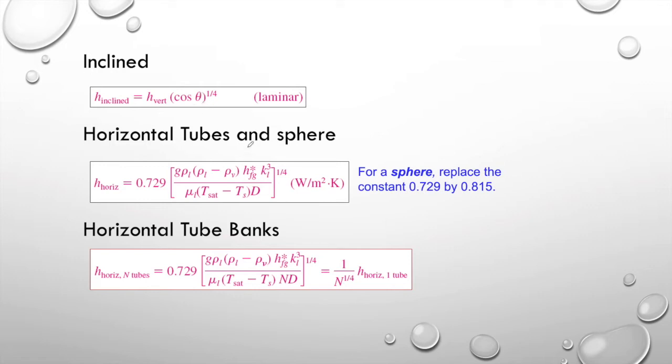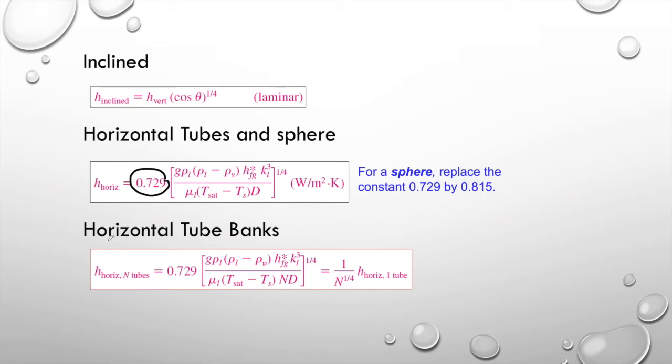So next is horizontal tubes and sphere. For these problems, we do not need to find the Reynolds number, since we have only one equation. You substitute directly into this equation. The difference between horizontal tubes and sphere is this factor: 0.729 is for the horizontal tubes. In case you want to find the h sphere, you have to change this value to 0.815.